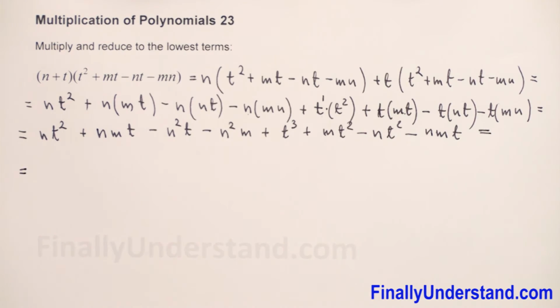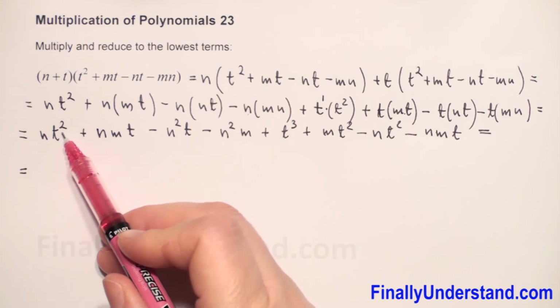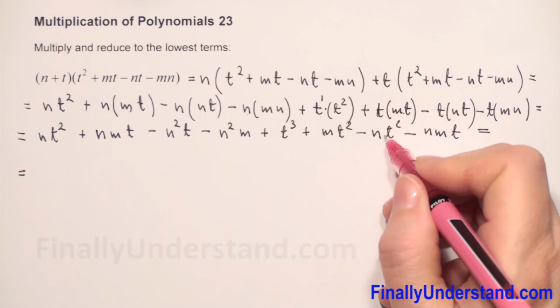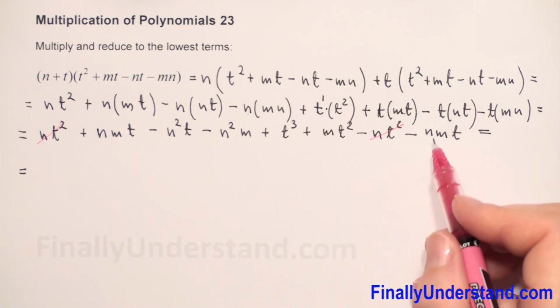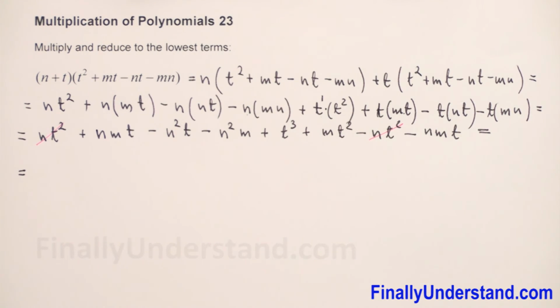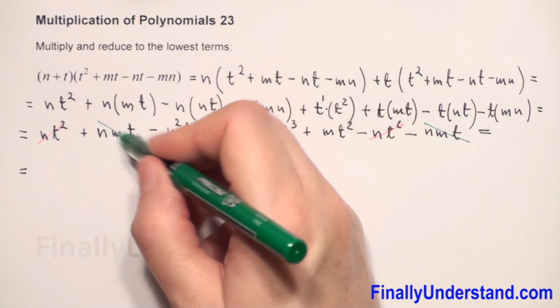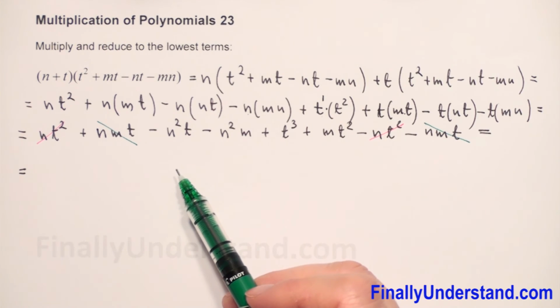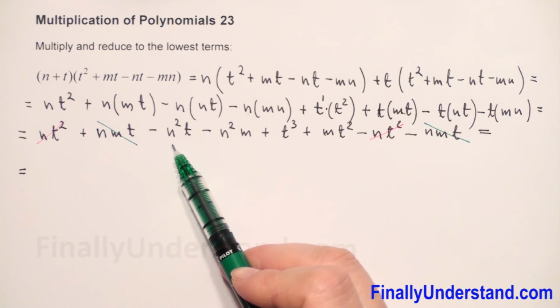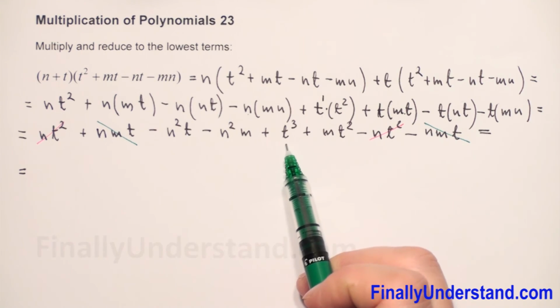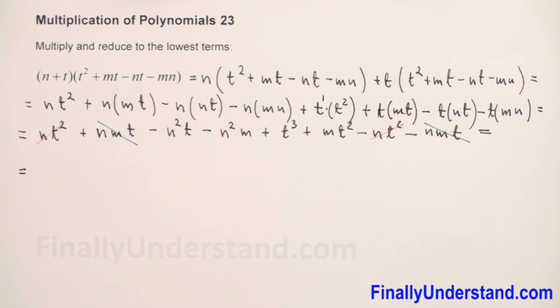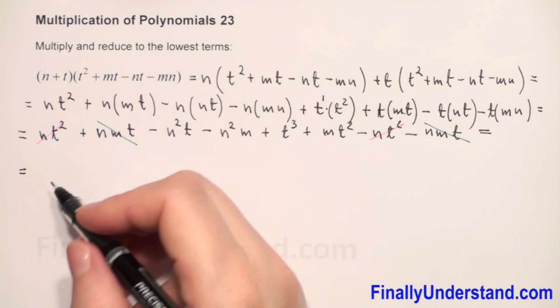So this is equal. Now we have to check if we can combine something. We have nt squared, negative nt squared, so we can cancel out. We have positive mnt and negative mnt, so this whole term we can cancel out. Now we have negative n squared t, negative n squared m, they are different, t cubed, mt squared. So the rest we have to rewrite.